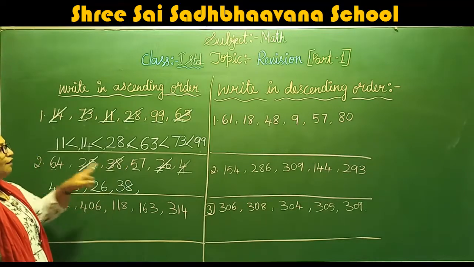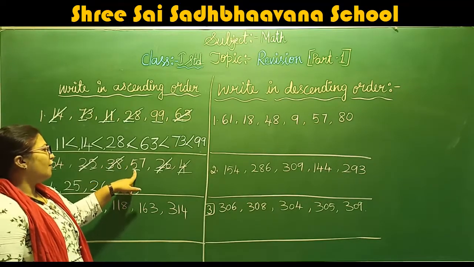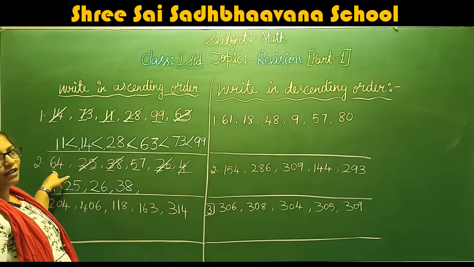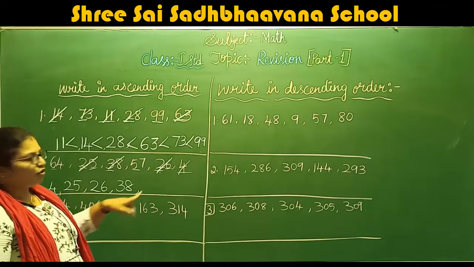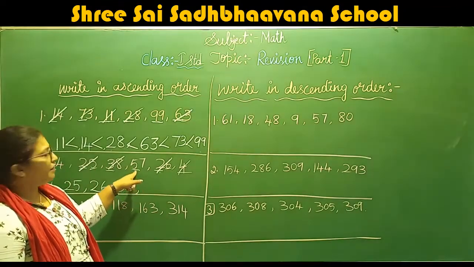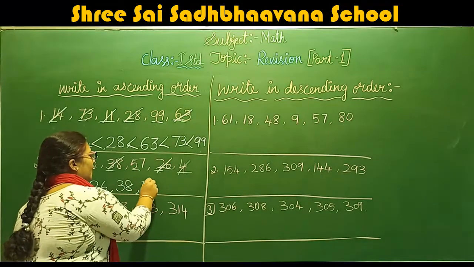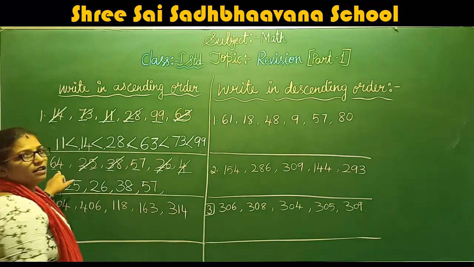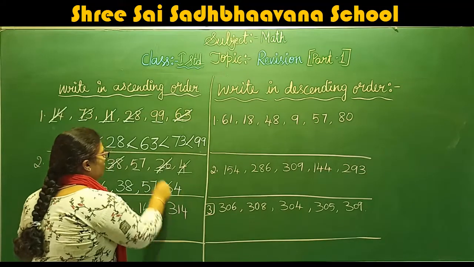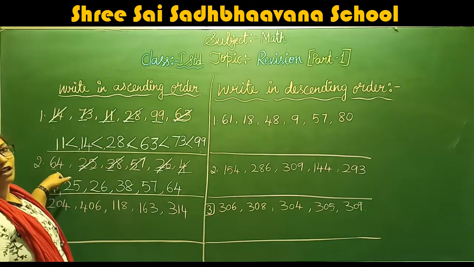So next, 64 and 57. So 5 is bigger or 6 is bigger? 6 is bigger. So we have to write the smaller one first. What do you have to take? 5, 7. So next we have to write 64. So the remaining is that number only.